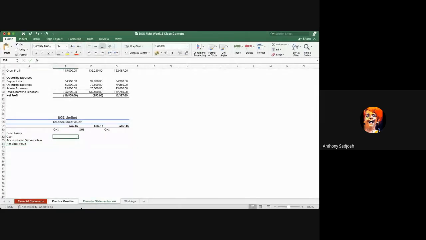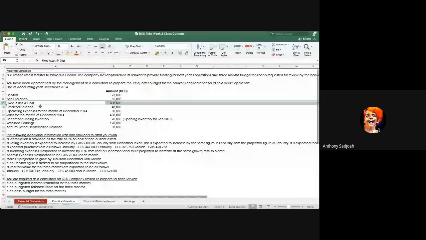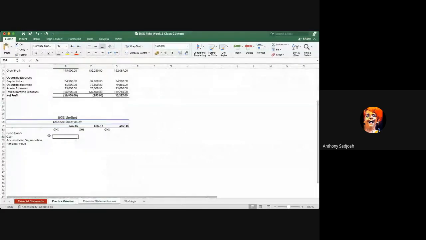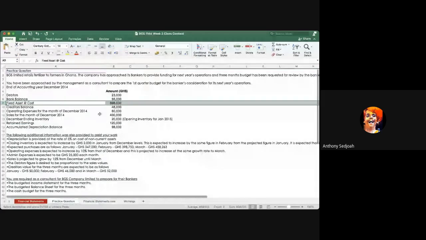Okay, so we can get our cost from the question. Fixed asset at cost is 698,000. So the cost is going to remain the same throughout. If you bought something for 698,000, it's going to be 698,000 throughout, unless you decide to buy again and then the cost changes. So what is going to change is the accumulated depreciation.